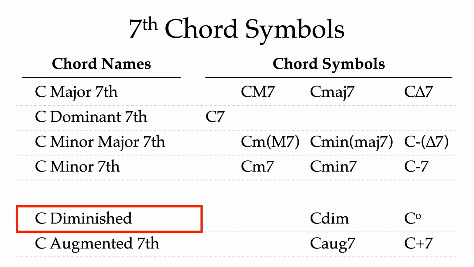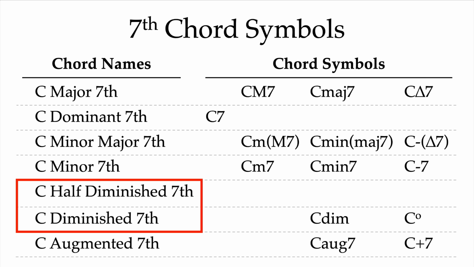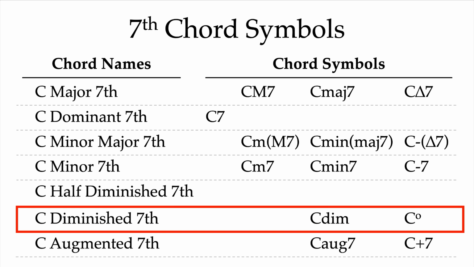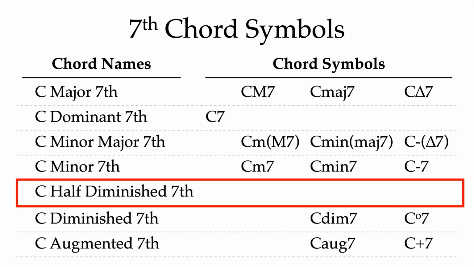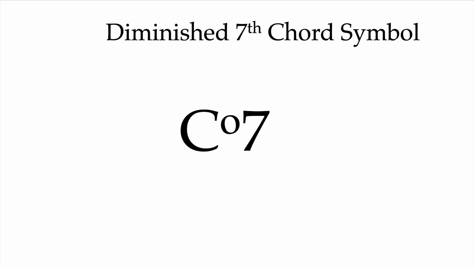Lastly, from our diminished triad, we can create a half diminished seventh chord and a diminished seventh chord. For our diminished 7th chord, we just add 7s after our diminished triad symbol. So this is an exception to our rule that a 7 means a minor 7th interval. For our half diminished 7th chord, we have a special symbol. It's the diminished chord circle symbol with a slash through it. So this means a C half diminished 7th chord.